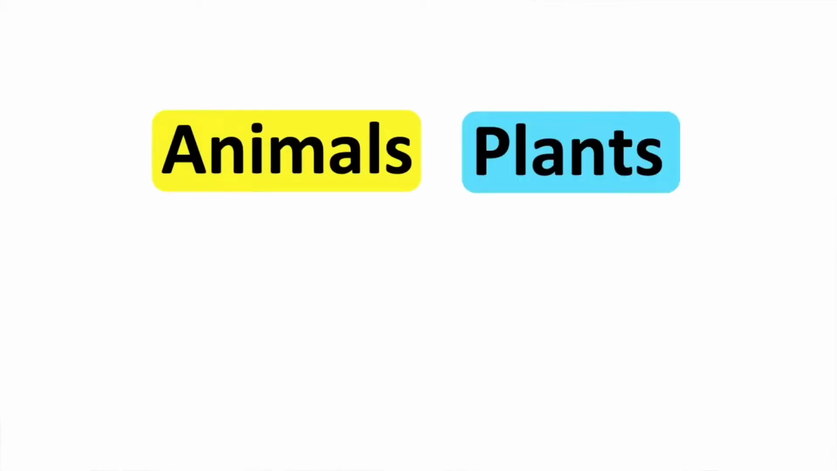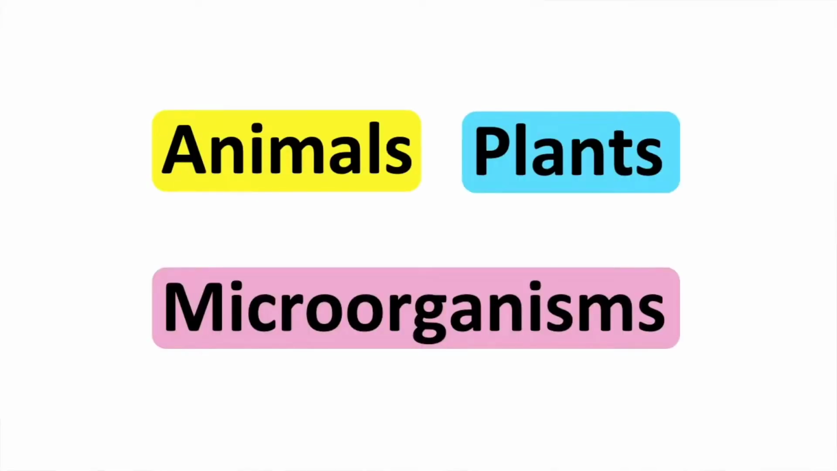All living things can be put into three main groups: animals, plants, and microorganisms. They have different key features that help us to differentiate between them. For example, animals can't produce their own food. They get their energy by eating other animals or plants. Plants can produce their own food. And microorganisms are very small. In this video, we will look at the animal group.